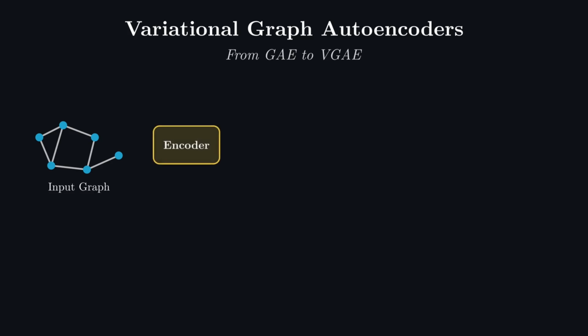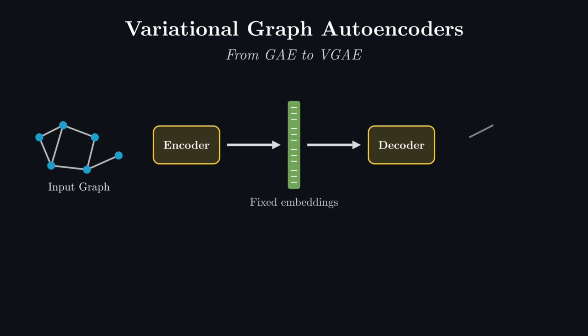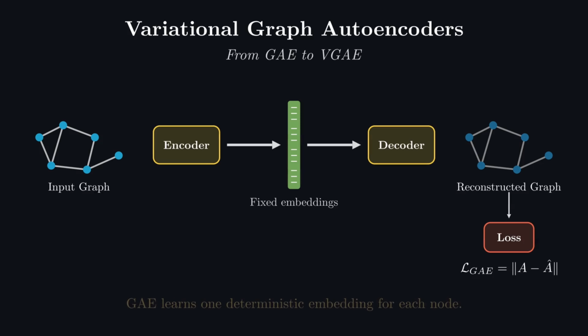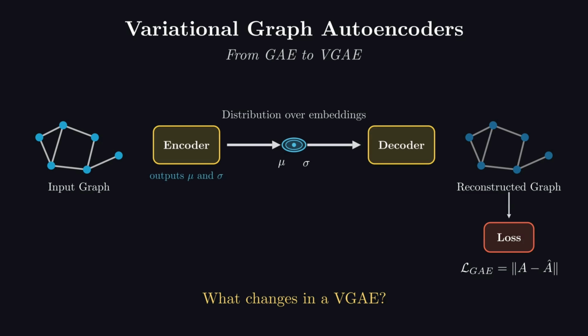Now we take the same autoencoder idea and make one important change. In a normal graph autoencoder, the encoder gives each node one fixed embedding. But in a variational graph autoencoder, the encoder does not output only one vector. Instead, it outputs the parameters of a distribution. The first parameter is mu. It tells us where the embedding is centered. The second parameter is sigma. It tells us how much uncertainty or spread we have around that embedding.